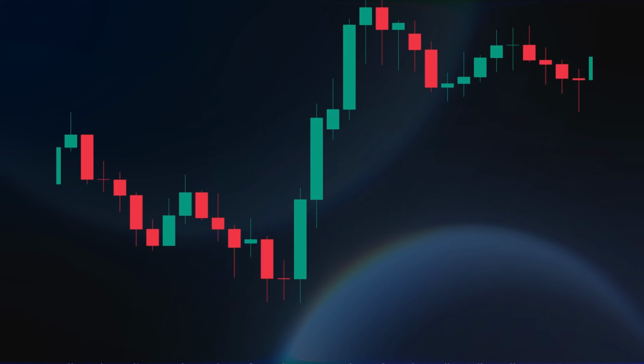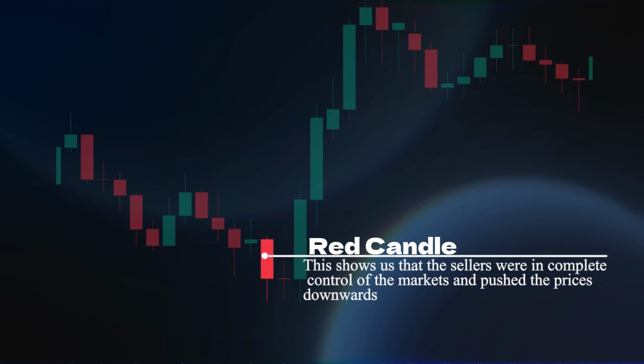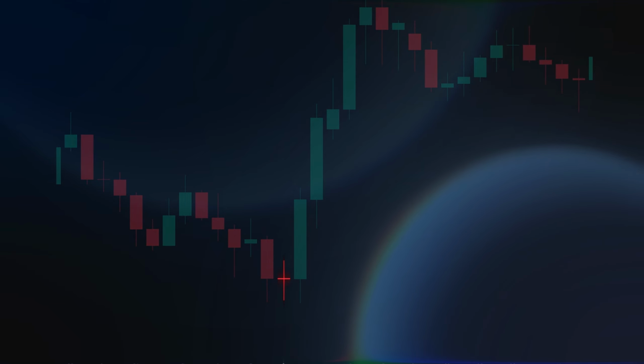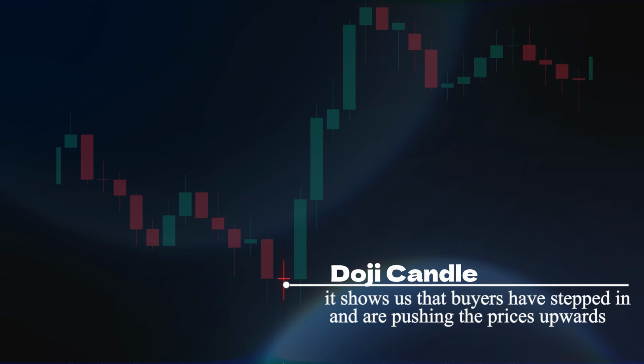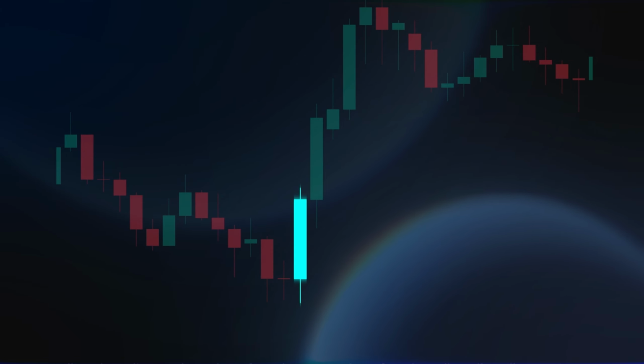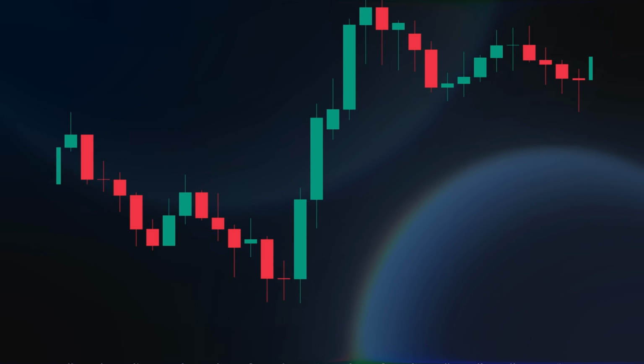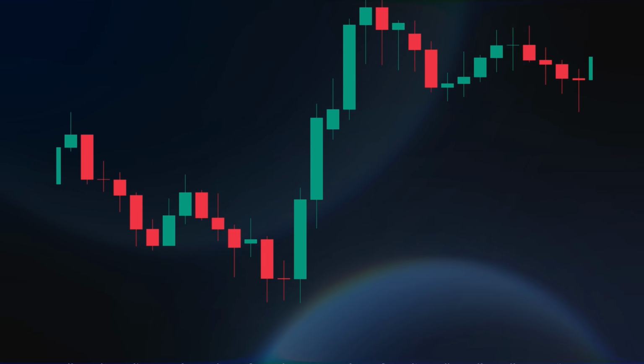reversal signal. As you can see here, the pattern occurred at an obvious bearish trend. First, we have a red candle. This shows us that the sellers were in complete control of the markets and pushed the prices downwards. Then we see here a small doji candle produces indecision in the market. It shows us that buyers have stepped in and are pushing the prices upwards. Soon the sellers lose their strength and the buyers take the prices higher, creating this big green candle. It shows that the buyers have turned around the situation and are now likely to see an up move. This is how professional traders analyze the market based on candlestick patterns.